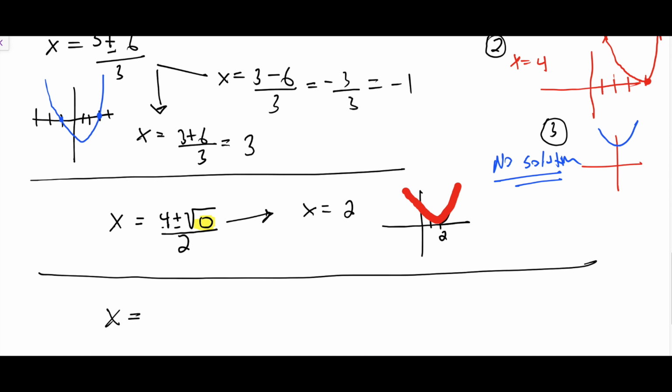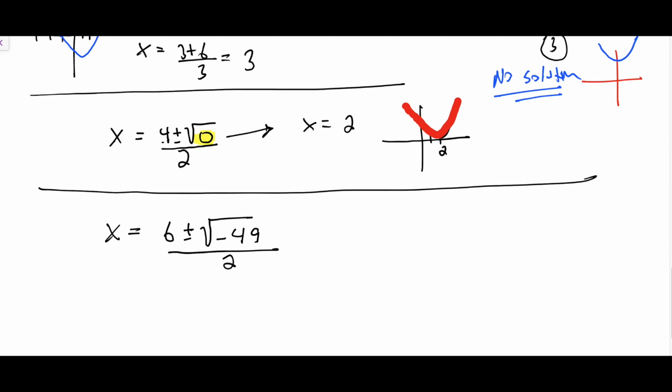x equals 6 plus or minus the square root of -49 over 2. How many solutions are you going to get there? Well, can't you not do the square root of a negative? Yeah, you can't do square root of a negative. So what does that mean? No solution. How many x-intercepts do you get with no solution? 0. 0 x-intercepts.